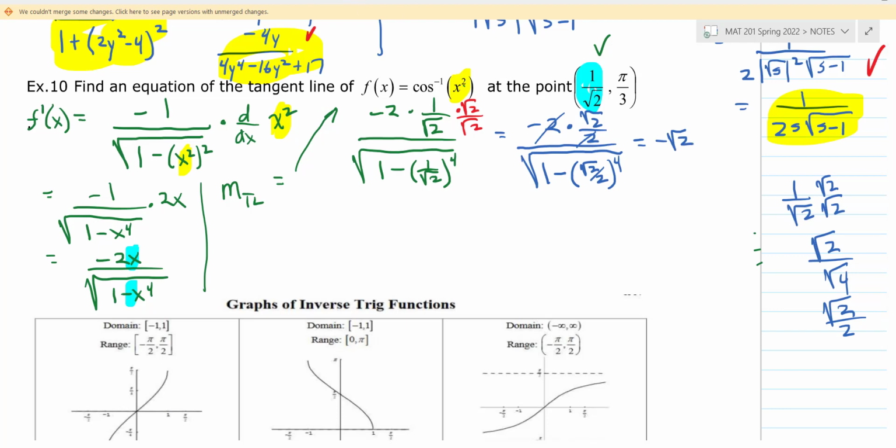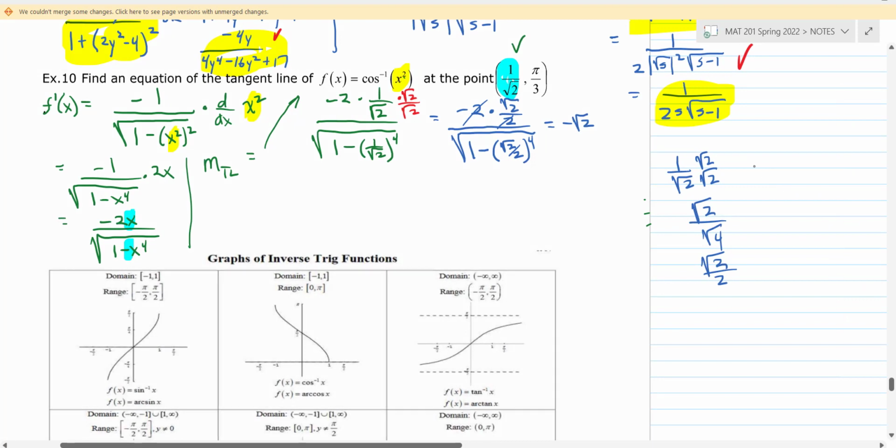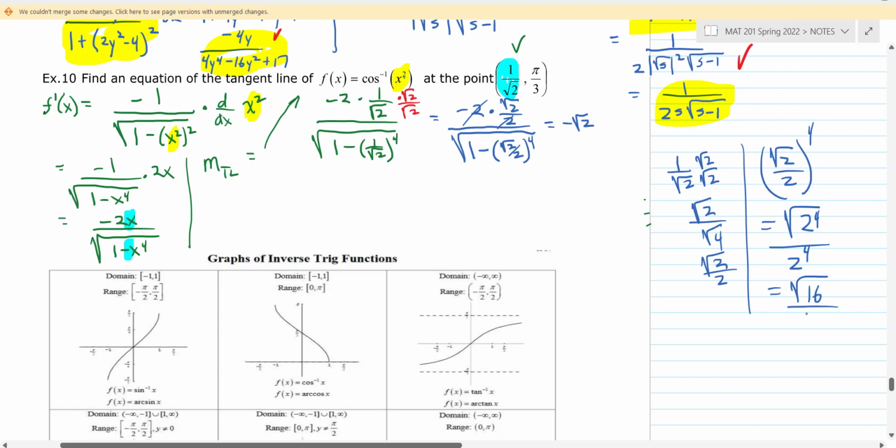Okay, now in the denominator, I'll do a little bit of work on scratch paper here. So if I've got square root of 2 over 2 to the 4th, I'm really just doing the numerator to the 4th, so I'm doing the square root of 2 to the 4th over 2 to the 4th. 2 to the 4th is 16, so I have square root of 16 over 16, which is 4 over 16, which reduces down to 1/4.